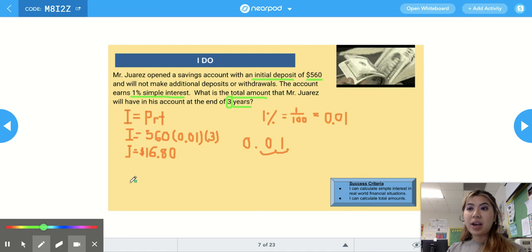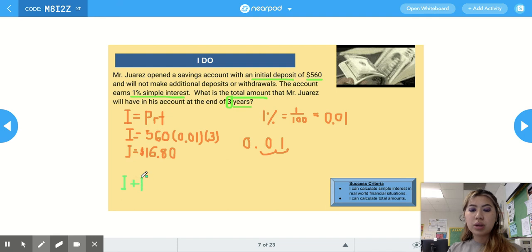Next, we're going to have to find the total amount. So to do that, we're going to have to add the interest earned plus the principal. So we're adding the $16.80 plus $560, and that is equal to $576.80.